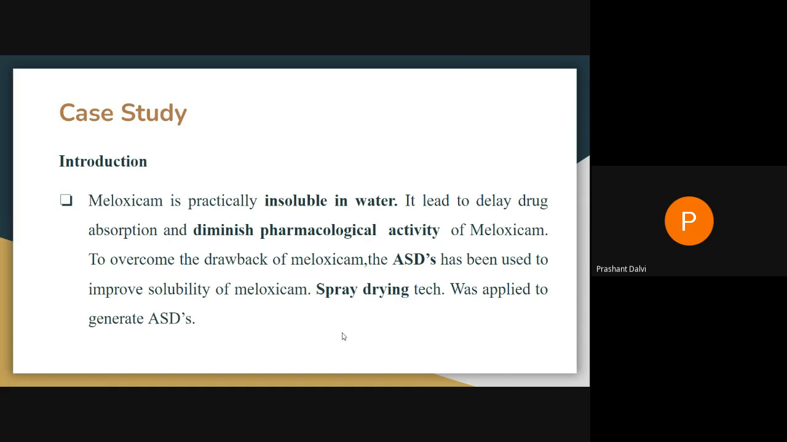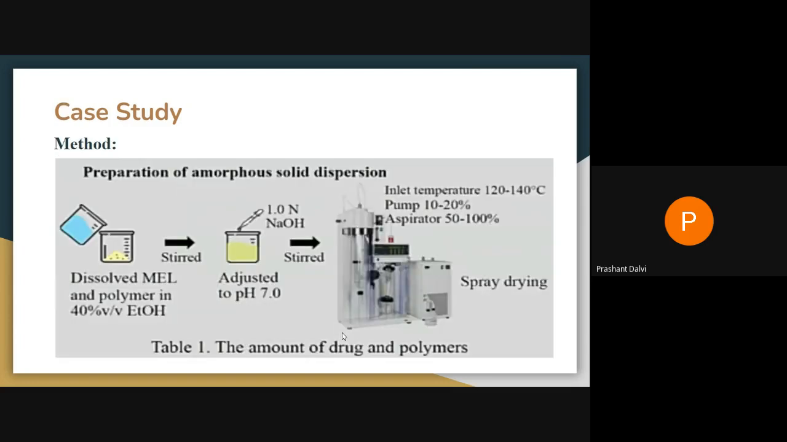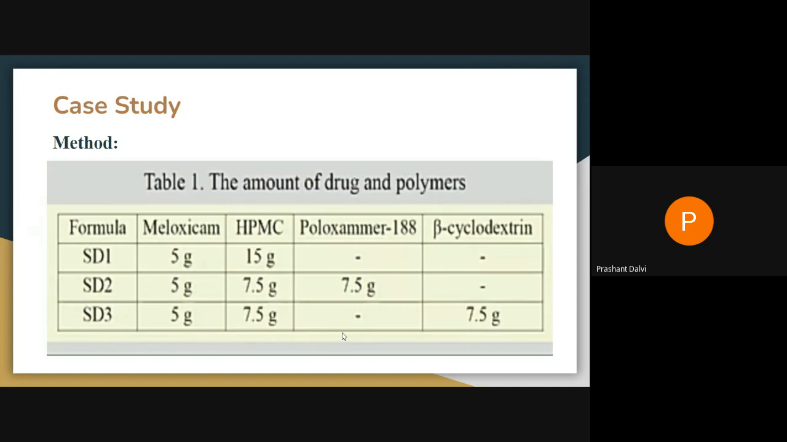The spray drying technique is basically used for the preparation of these meloxicam dispersions. Using this technique you can prepare meloxicam solid dispersions: dissolve the meloxicam and polymers in ethanol, stir it properly, adjust the pH using NaOH, and then subject it to spray drying. Accordingly, you will get fine droplets, and then you can process them for the further dosage form. So this is the method.